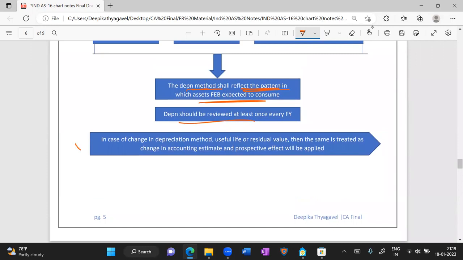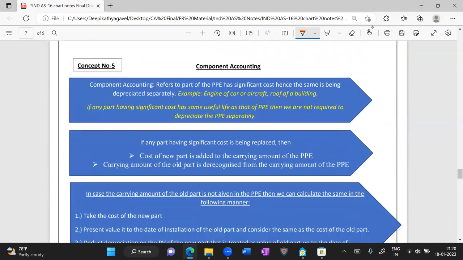Next, a very simple point. In case of change in method of depreciation, the useful life of the asset, or the residual value of the asset, any of these changes will be considered as change in accounting estimate, and a prospective effect will be given. And what effect will be given? Not retrospective, prospective. So further onwards, that effect will be given. You need not go to the previous balances and keep changing them, right?